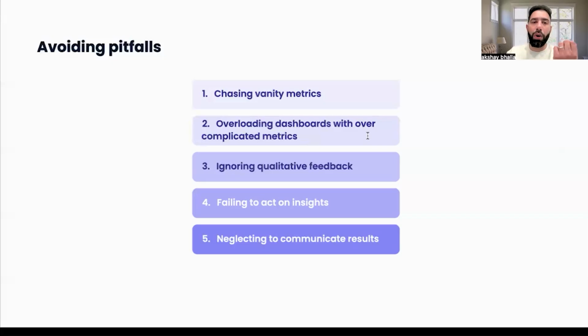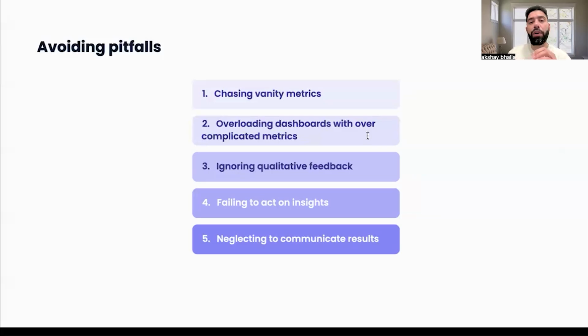Next is overcomplicating dashboards and metrics. While it is super tempting to track everything, yes, we want to make sure that we have fancy dashboards and a lot of data gathered from different types of instrumentation. Not all data is useful. Overloading your teams with too many metrics can really lead to analysis paralysis.